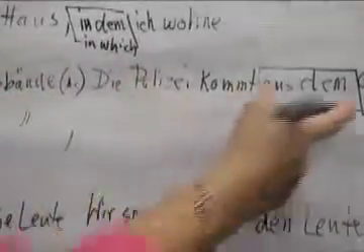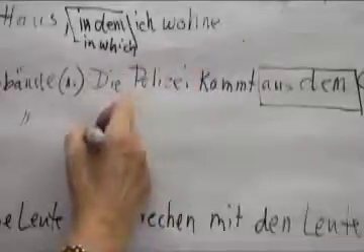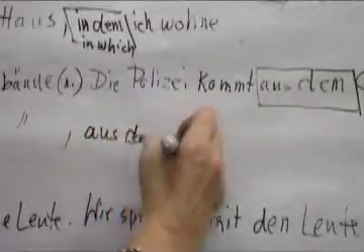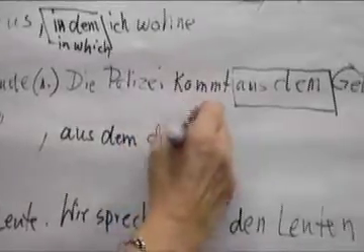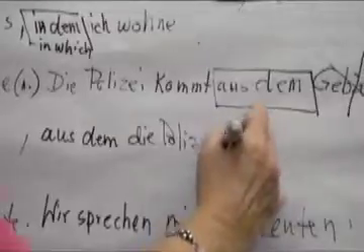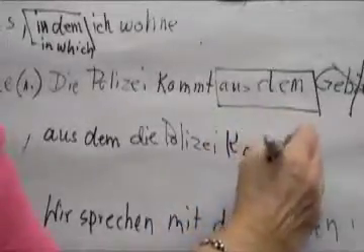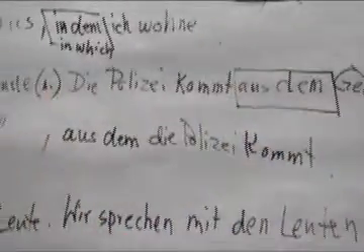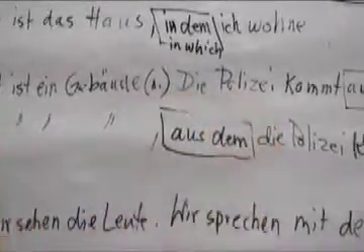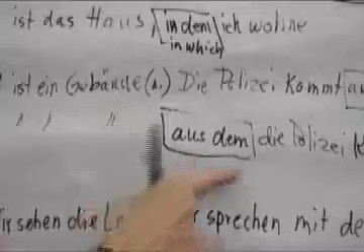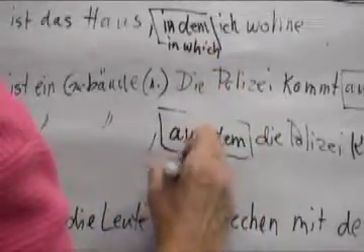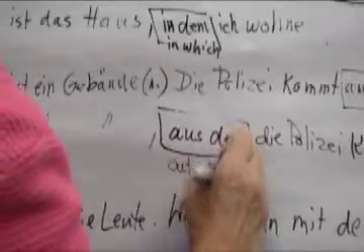Dort ist ein Gebäude. Transfer the preposition plus the relative pronoun. Aus dem die Polizei kommt. Verb to the end in the relative clause. So, how do we translate? Aus dem. There is a building out of which the police are coming. So in English we would say out of which.